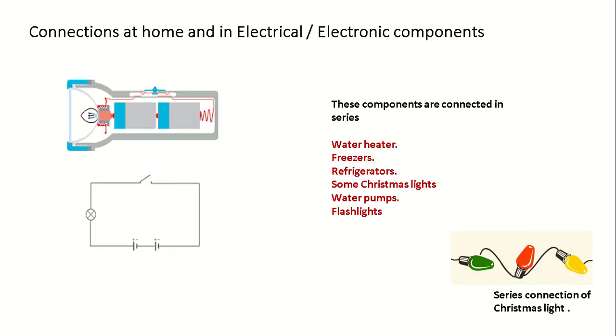But there are other cases where we have series connections, like in this case here, a flashlight. The connection has just a single loop. Everything is in a single loop. The battery, the switch, and the lamp are all in a single loop, which is a series connection. Other items that are connected in series include the freezer, refrigerator, the Christmas light like what we have here, and so on.